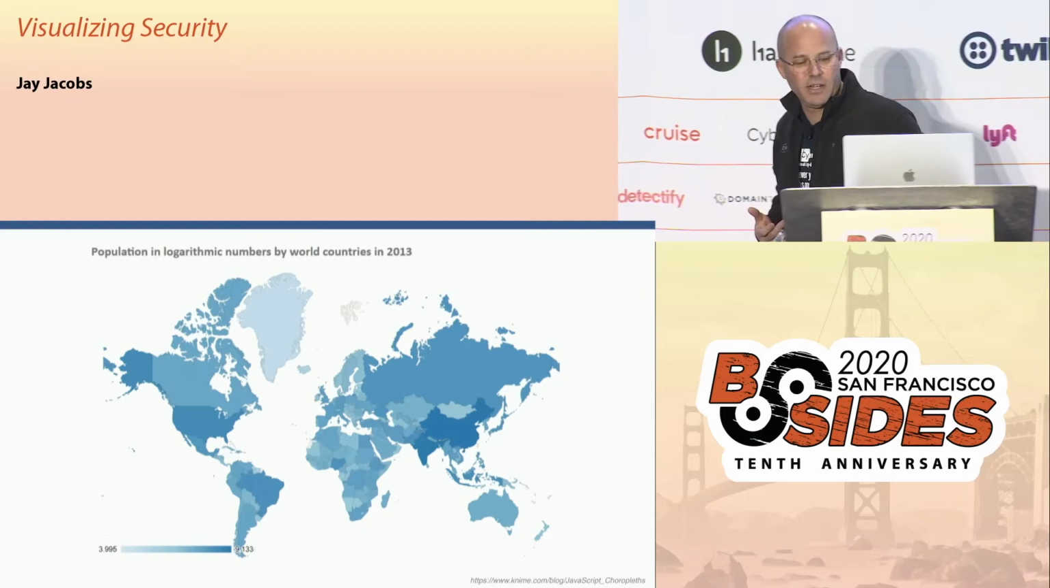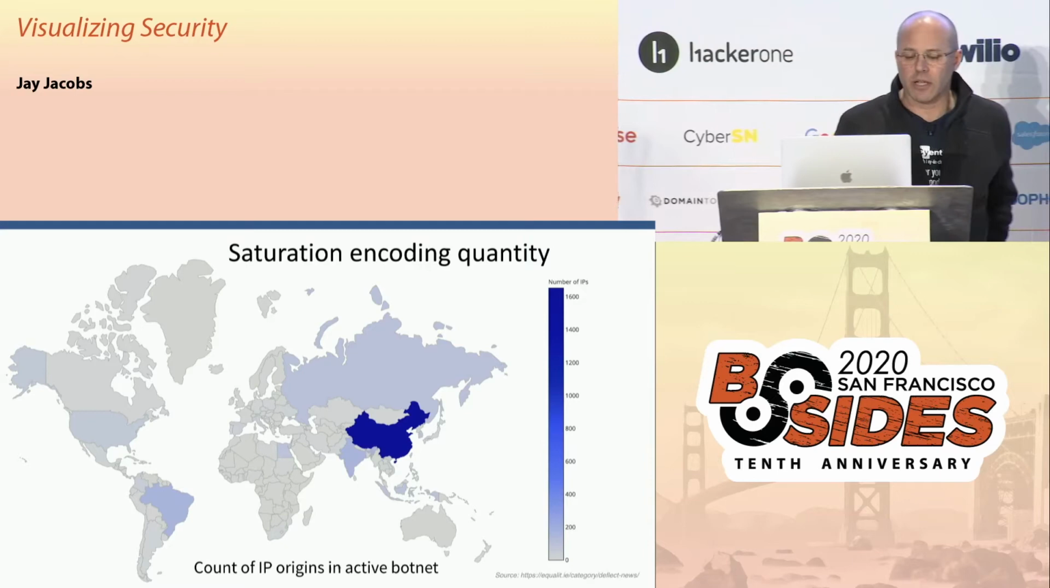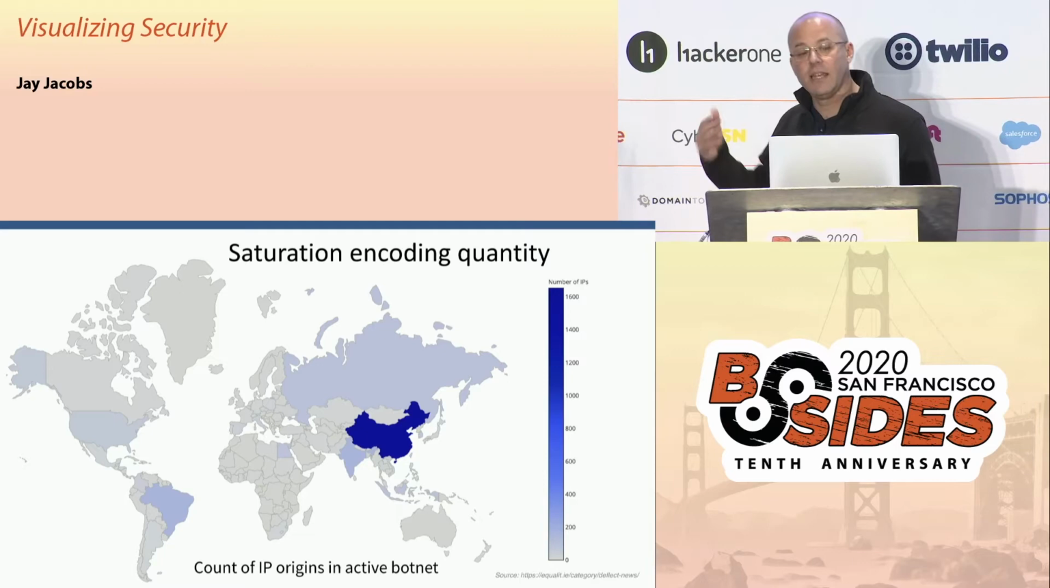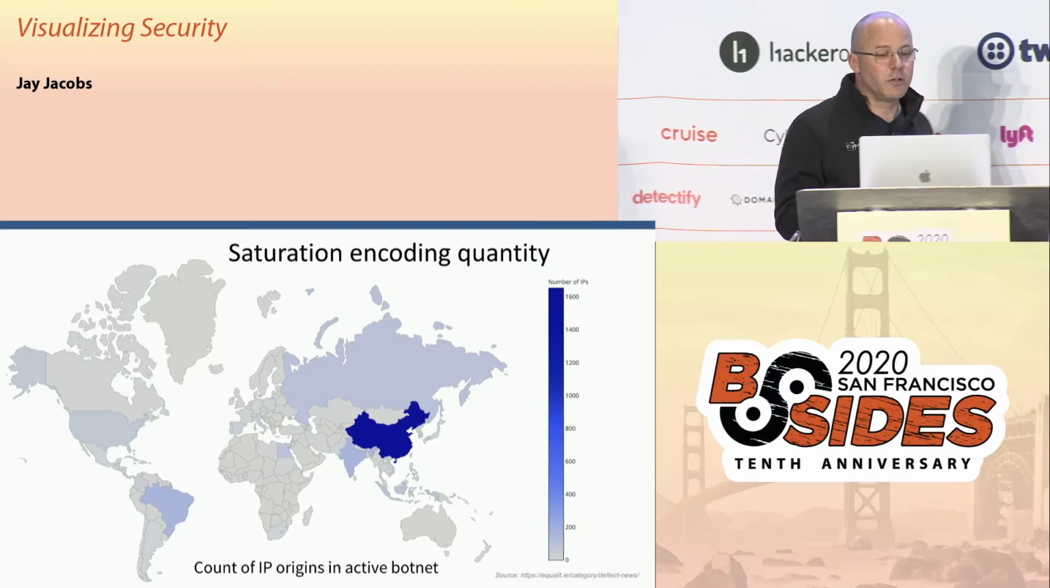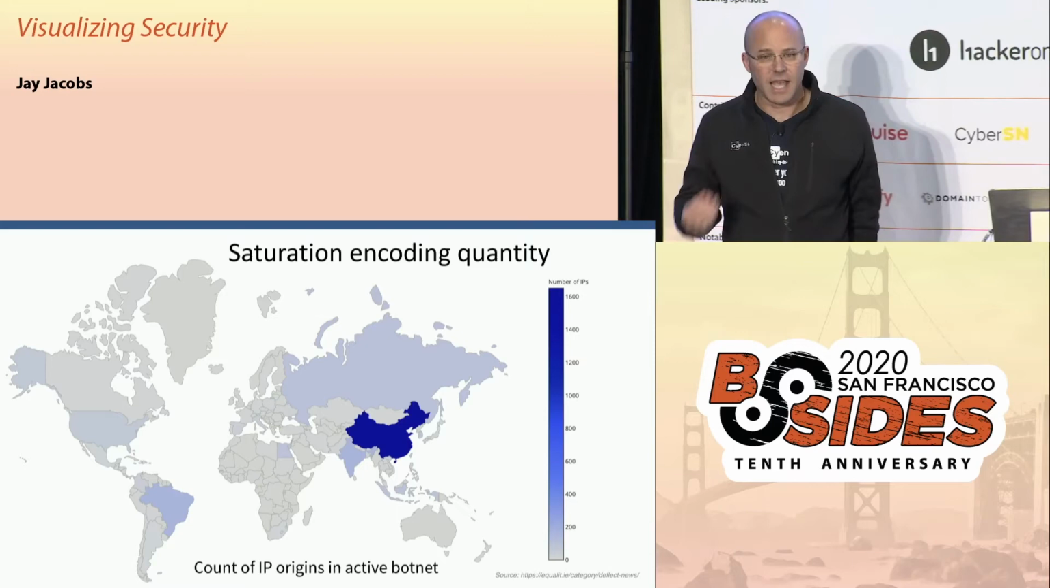Here's another one where you've got saturation coding a quantity. It's a count of IP origins in an active botnet. And again, this is a count of something in security that grows exponentially. This should be on a log scale. That's why you have one country that is extremely dark and everything else is extremely light. This is working in a linear space; it should be in a log space.